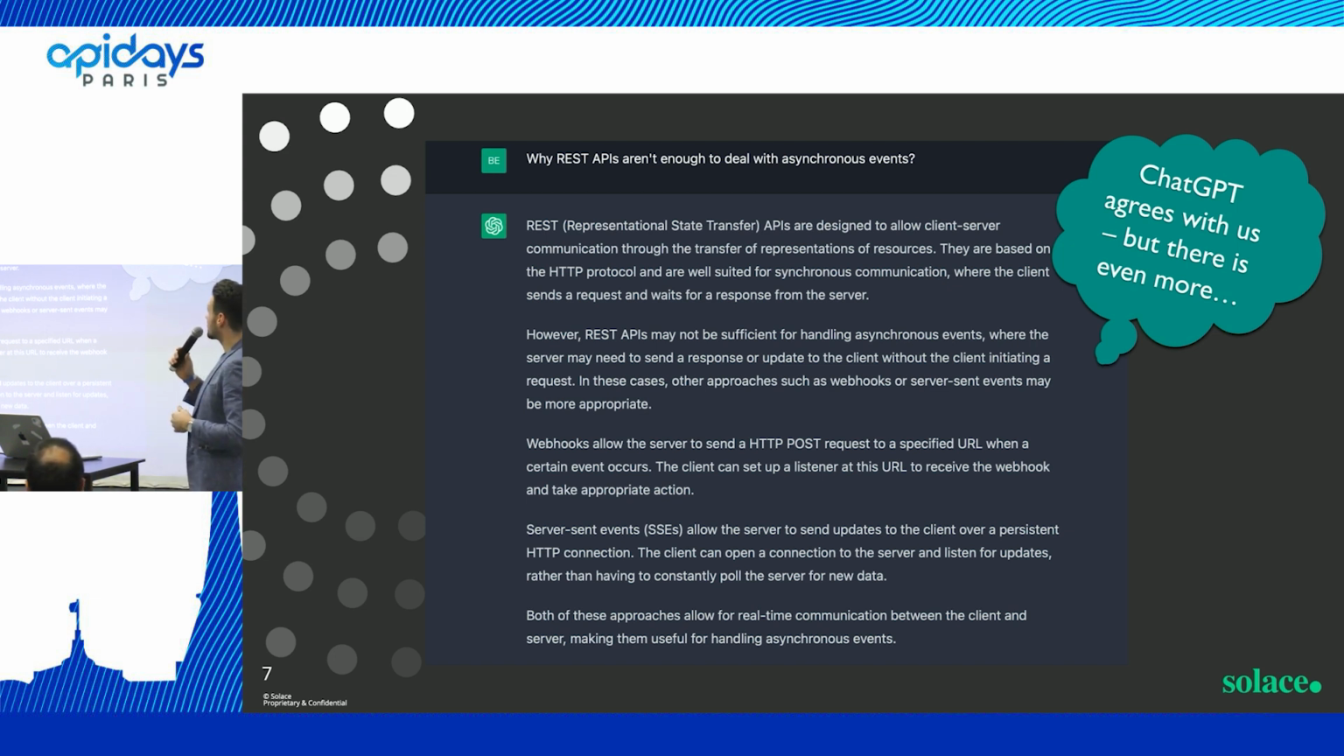So what ChatGPT says is, REST APIs may not be sufficient for handling asynchronous events due to the dependency you gain, but still I think there's even more to talk about why we should think about something in addition to REST APIs to deal with these asynchronous events. And that's what we do today.